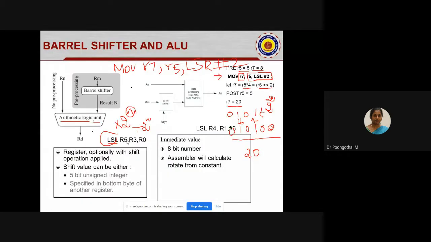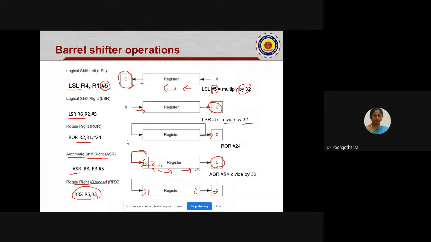Any doubts? No, ma'am. So we have three parallel shifter shift instructions: the first is logical shift left, the second is logical shift right, and the third is arithmetic shift right. Arithmetic shift right is mainly for complement operations, that is, signed 2's complement notation. So LSL performs multiplication, LSR performs division, and ASR is for preserving the sign.